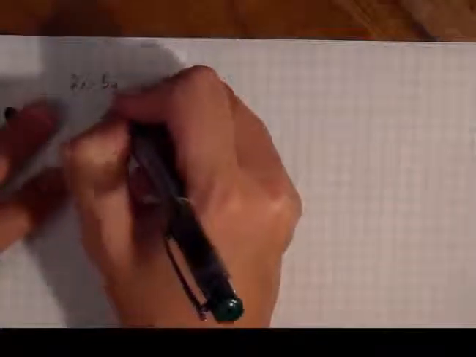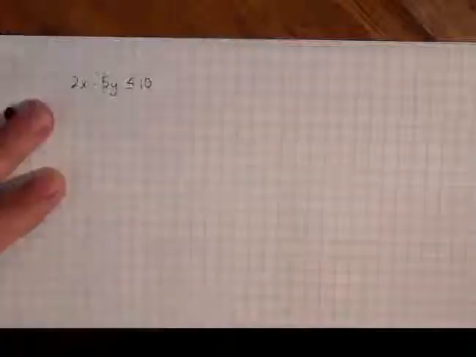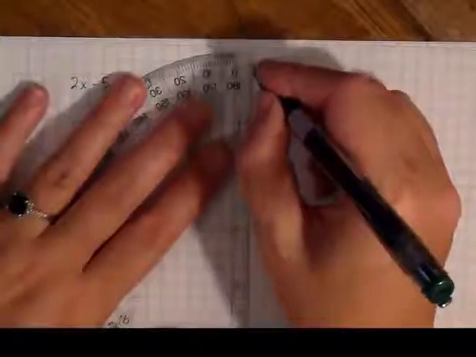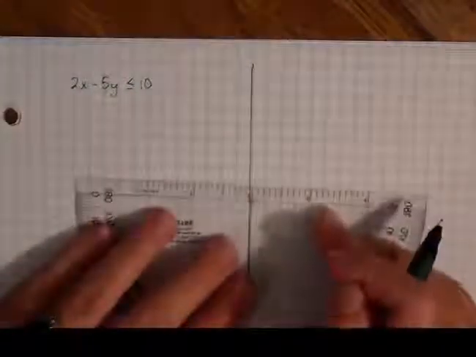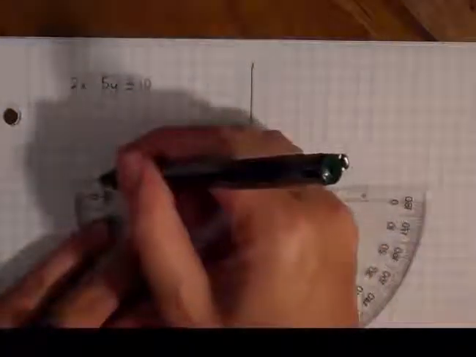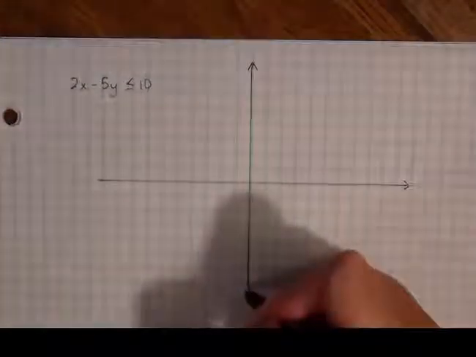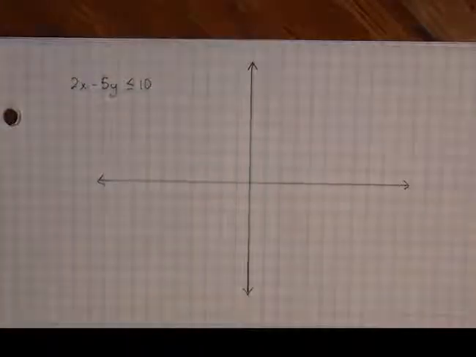So let's try some that are not in y equals mx plus b format. We can graph 2x minus 5y is less than or equal to 10. So I'm going to make my coordinate plane. And I could graph this in two ways. I could graph this particular one using intercepts, or I can convert to y equals mx plus b. I'm going to go ahead and convert to y equals mx plus b.